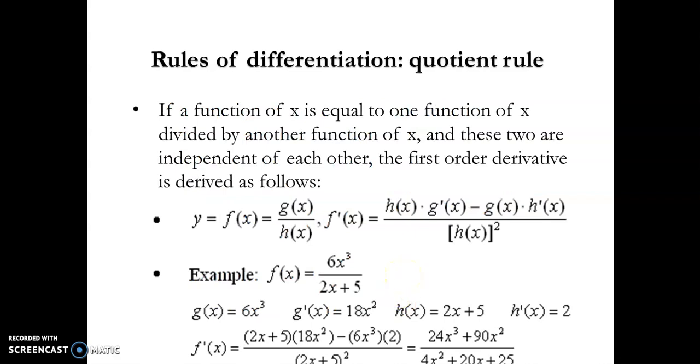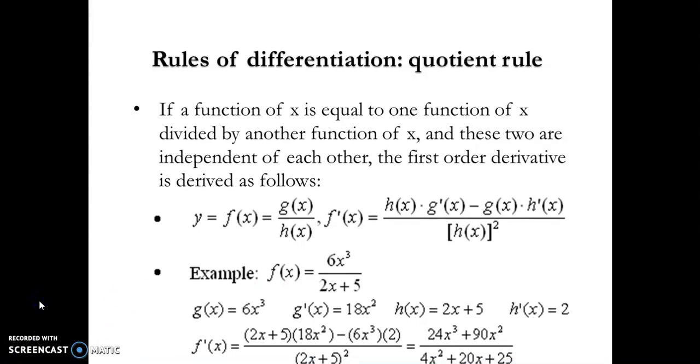The next rule of differentiation is the quotient rule. Now, the quotient rule tells you how to differentiate the quotient of two functions. If a function of x is equal to one function of x divided by another function of x, here we have g of x divided by another function of x, h of x, and these two are independent of each other, then the first order derivative, that is f dash of x, can be derived as follows.